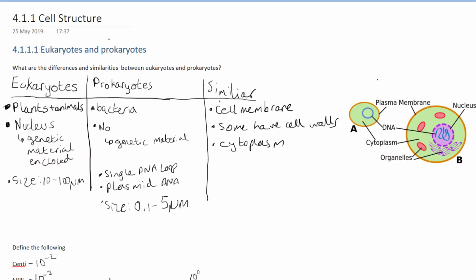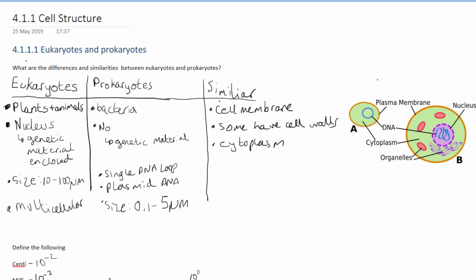So for 4.1.1 eukaryotes and prokaryotes, the first questions they could ask are what the differences and similarities between eukaryotes and prokaryotes are. Eukaryotes are things like us. We have eukaryotic cells, and these eukaryotic cells make up plants and animals. Eukaryotes are usually multicellular, meaning they have many cells.